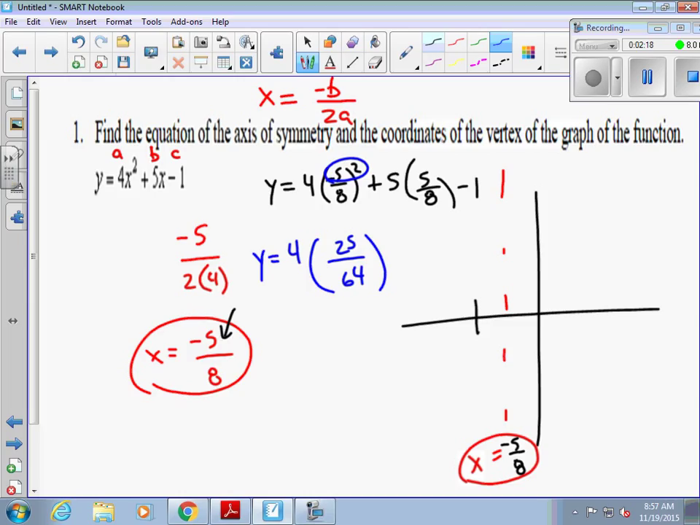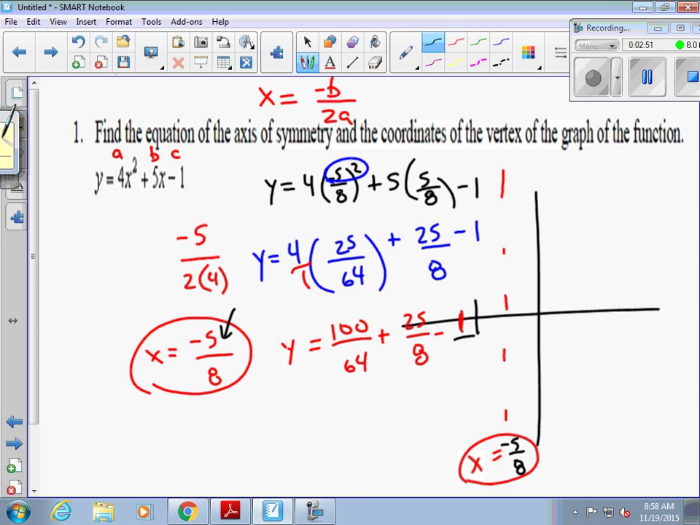And again, these are terrible numbers, but we'll get them all straightened and cleaned up in just a second. Y equals 4 times 25 over 64 plus, we can multiply right now, 5 times 5 is 25, and 8 times 1 would be over 8. And then we have minus 1 still. So now we have to multiply one more time. 4 times 25 is 100 over 64 plus 25 over 8 minus 1. So we still have bad numbers, but we'll clean them all up now. If you put a fraction at the bottom of this one, 1, the common denominator that 64, 8, and 1 share is the number 64.